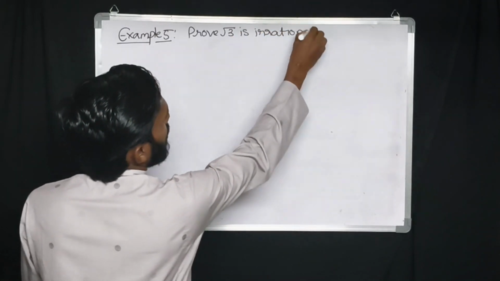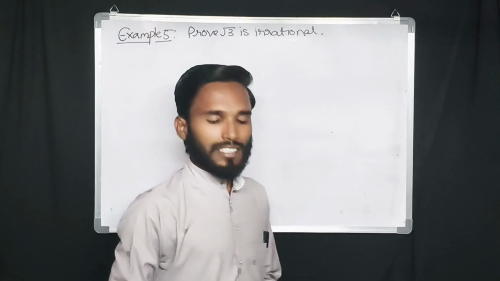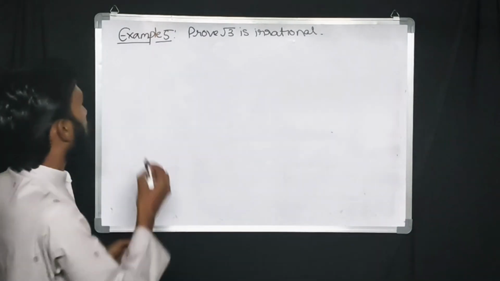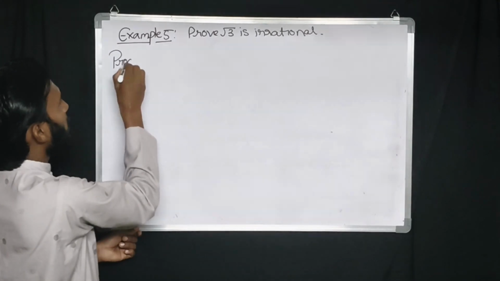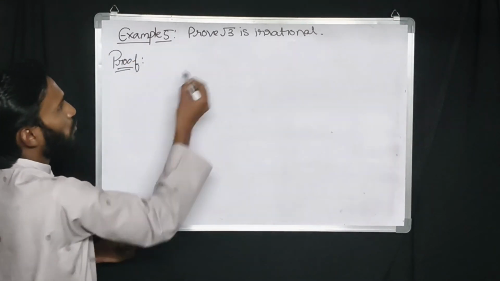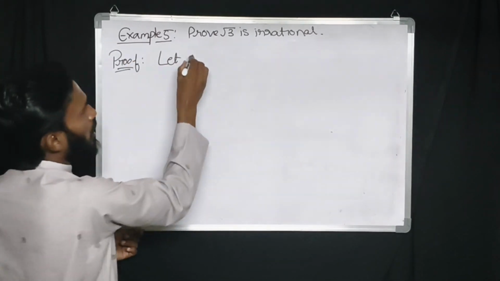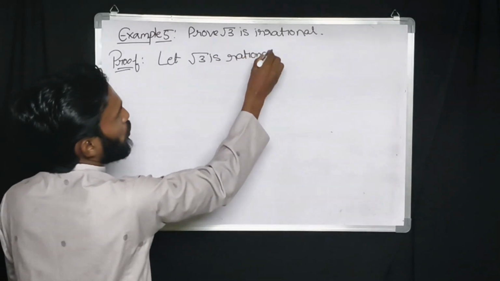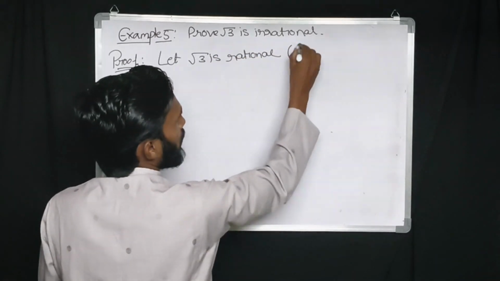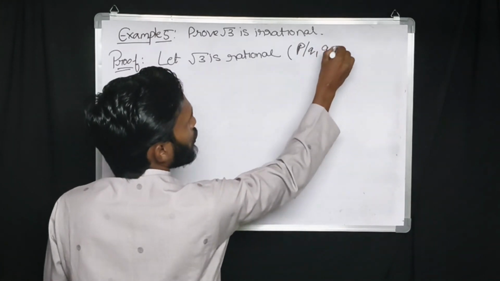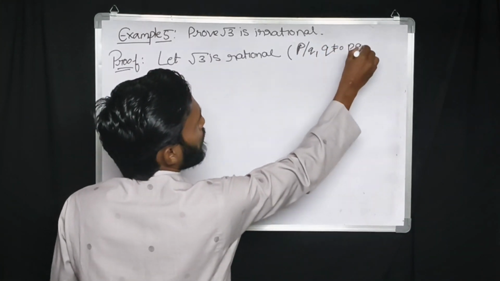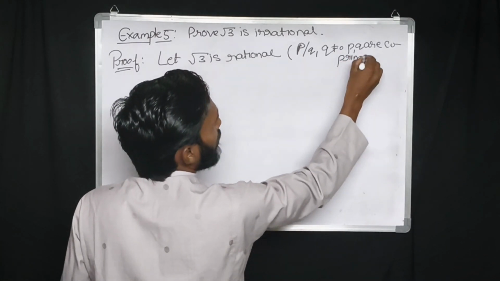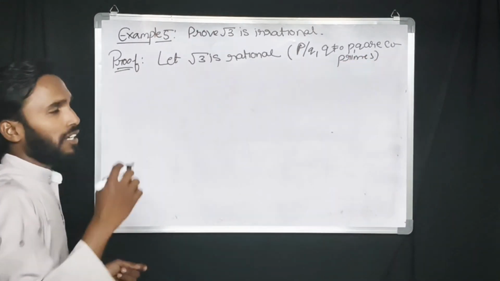Root 3 is irrational. You proved in the last video that root 2 is irrational. Same as root 2, the root 3 also. So to prove anything in mathematics, we go against the statement. So let root 3 be rational. So you know that the rational form is p by q, and q is not equal to 0, and p, q are co-primes. That means having only the common factor 1.